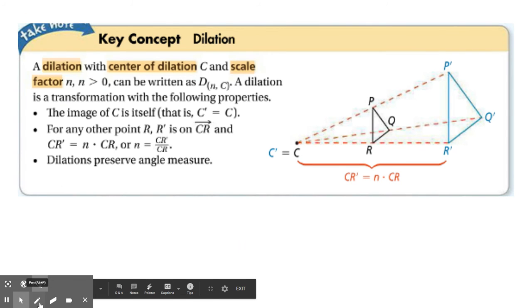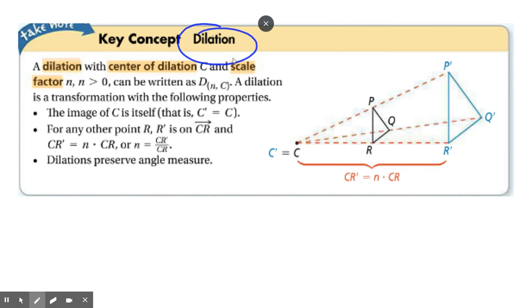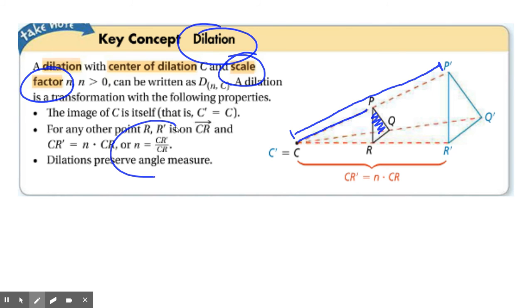So that's it for your rigid motions. A dilation is not a rigid motion. The reason is because you have this scale factor, which is going to enlarge or reduce the figure. Now remember, you can find the scale factor a couple different ways. So if this is my pre-image, the distance from your center of dilation to the pre-image and the distance from your center of dilation to the image should equal out to the scale factor if you take the image and divide by the pre-image.